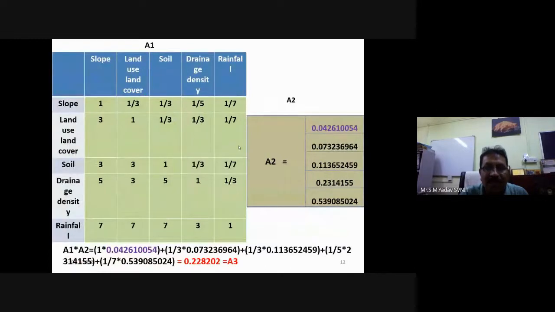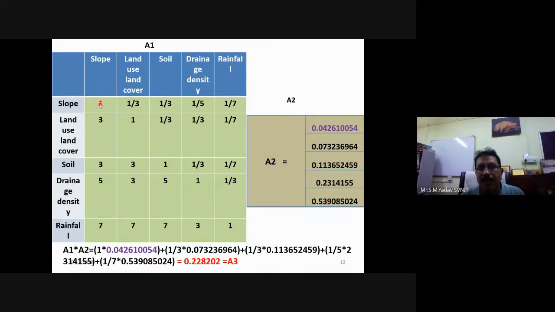So the next step is multiplication of two matrices. That is matrix A1, which has the weights given by the expert, and A2, the final weights which we have worked out. So what do you do? 1 into the respective weight of that. This is the slope weight, this is the land use weight, this is the soil weight, this is the drainage weight, and this is the rainfall weight.